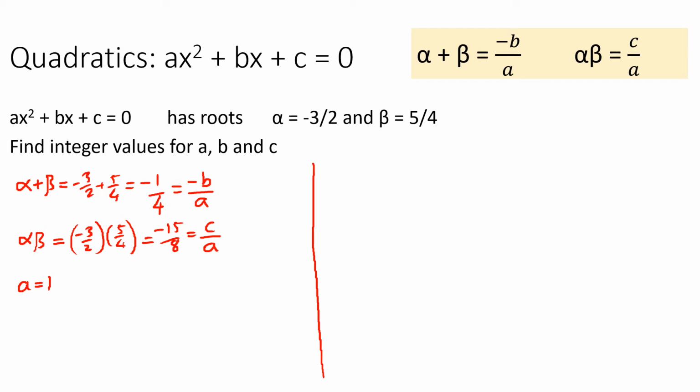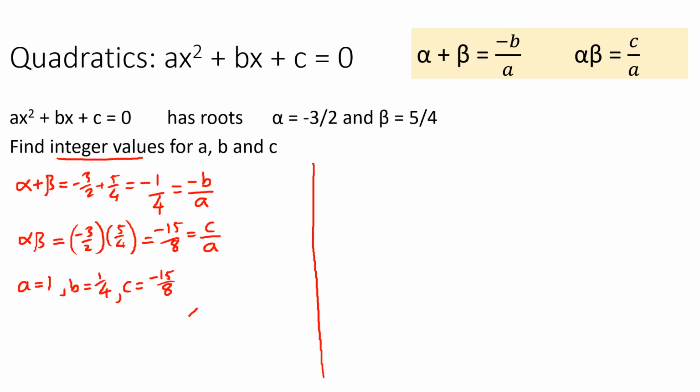Well, that would tell us that b would have to equal 1/4 to make that top expression work, and c would have to be equal to minus 15 over 8 to make that expression work. And that'd be okay, but we want integer values, so we need to multiply these all to make that happen.